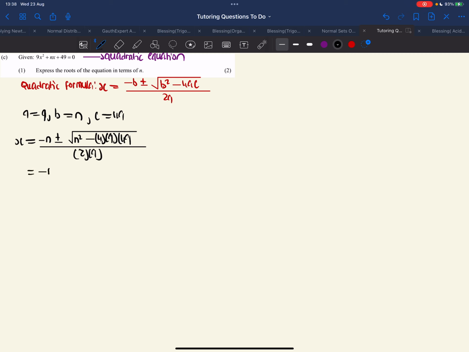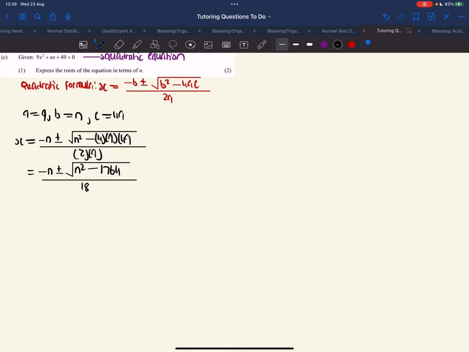So we're going to get minus n plus or minus the square root of n squared minus, what is 4 times 9? 4 times 9 is 36. So no, it's 4 times 9 times 49, which is 1764, divided by 2 times 9, which is 18. So this is how you could have expressed the roots of the equation in terms of n.